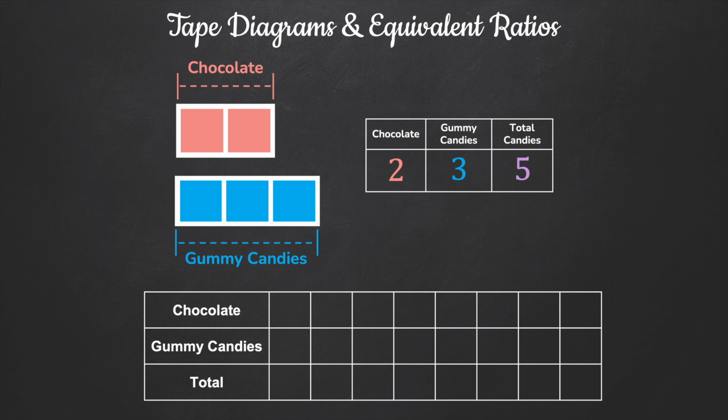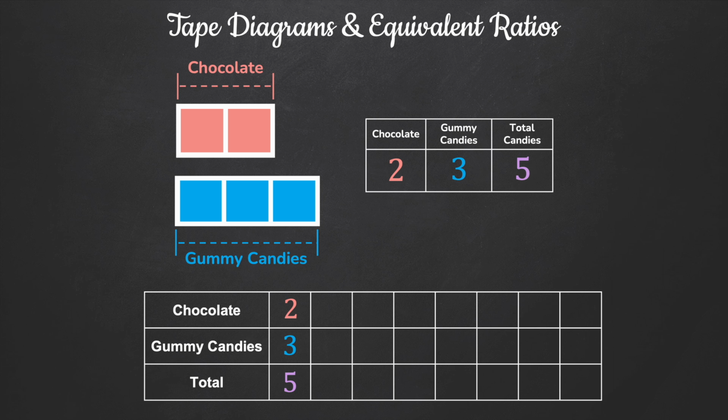Now we're going to create a chart with equivalent ratios that maintains the fact that there are 2 chocolates for every 3 gummy candies. So to start us off, we're going to write down 2 for chocolates, 3 for gummy candies, and 5 for total. And if we want to maintain our ratio, every time we add 2 more chocolates, we're going to add 3 more gummies. And then that means we're going to have another total of 5 candies.